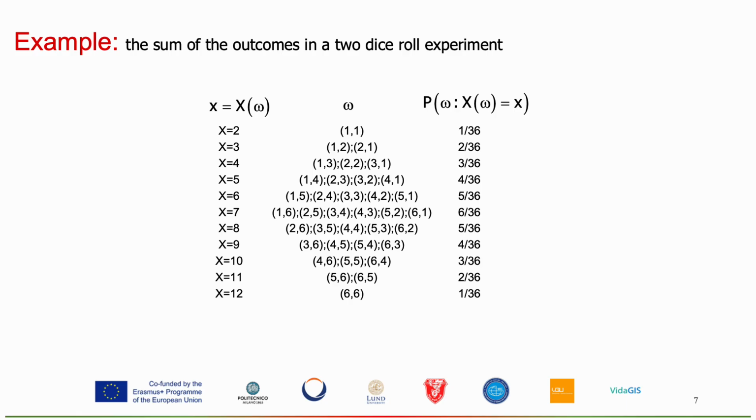So, given that the probability of each extraction of omega is 1 over 6 multiplied by 1 over 6, so 1 over 36, we have the corresponding probabilities of the random variable. X equal to 2 has probability 1 over 36, exactly as X equal to 12, because they are generated by only one possible event. X equal to 3 has a probability of 2 over 36, X equal to 4 has a probability of 3 over 36, and so on, exactly as you find in this table.